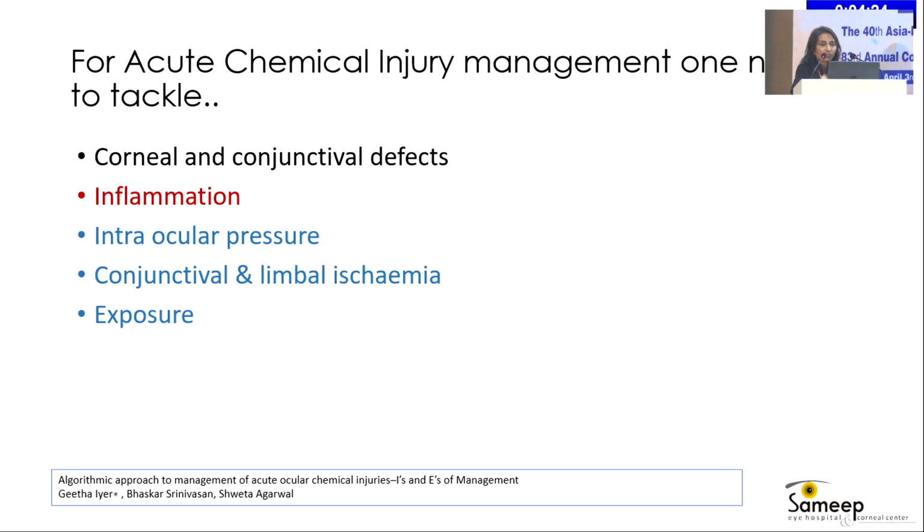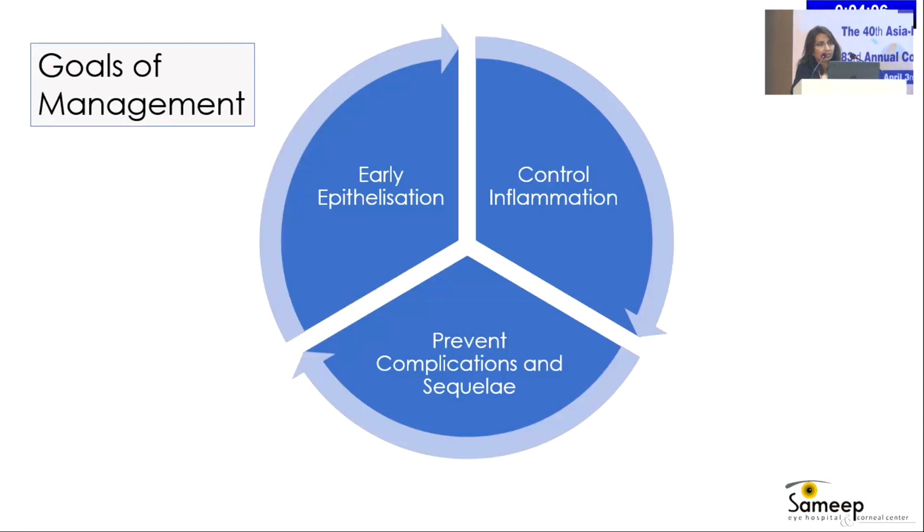The other group who proposed a similar kind of classification also emphasized that for acute chemical injury management, one needs to tackle corneal and conjunctival defects, which can be in the form of controlling the inflammation, intraocular pressure, conjunctival and limbal ischemia, and exposure of the eye. So the goals of management in a chemical injury would be early epithelialization, which can be achieved by control of inflammation. Once you achieve this, you can prevent many complications which would require a surface reconstruction later on.